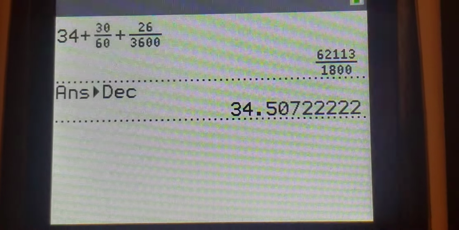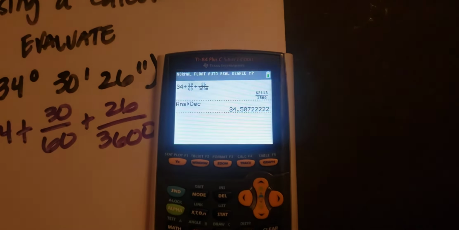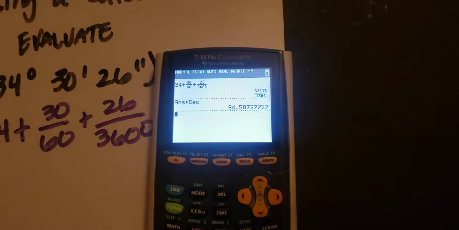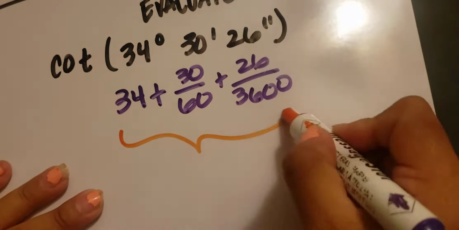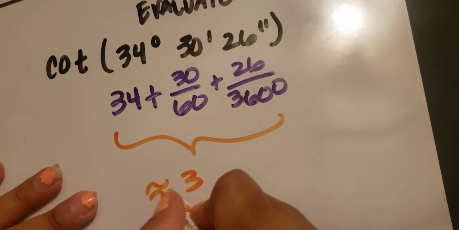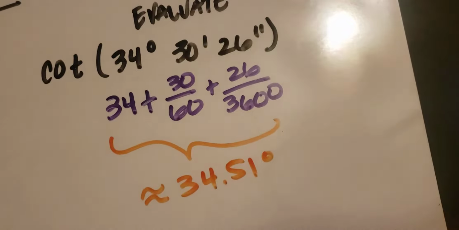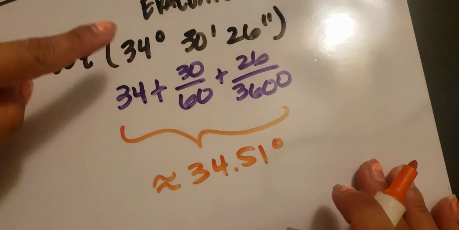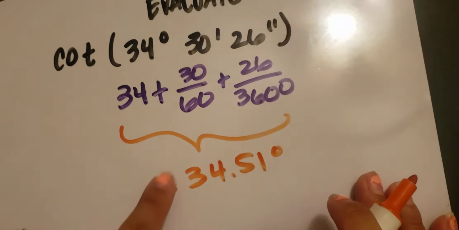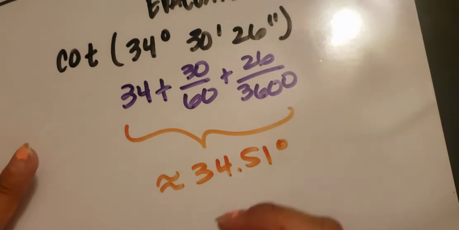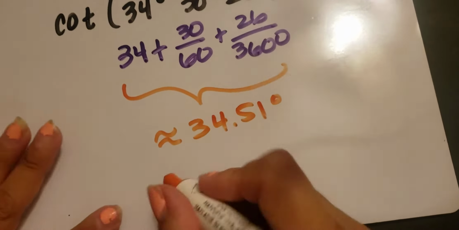34.572222, and I don't want it to be that long. So usually when it's that long, I cut it at the hundredth. So basically, I'm going to convert this to approximately, and it's an approximation, 34.51 degrees. So now we're not done. We just went from degrees, minutes, and seconds to now just degrees. And so we're going to now find the cotangent of 34.51 degrees.